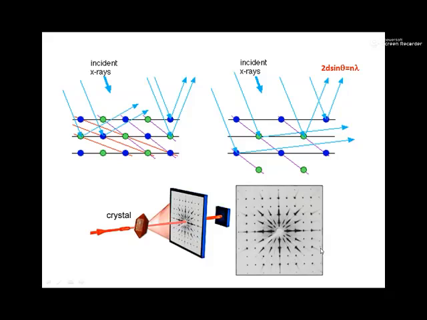But the fact is that these rays which are diffracted in different directions can have constructive interference. So Bragg's law may be satisfied for any direction. So we are getting different spots here.